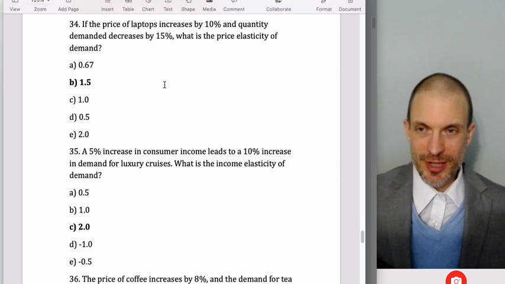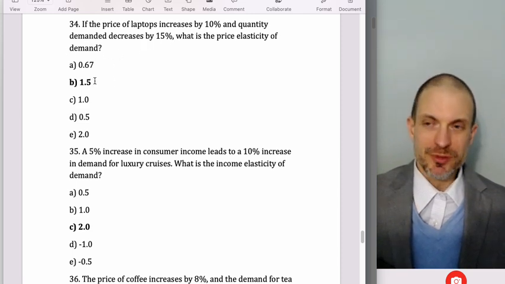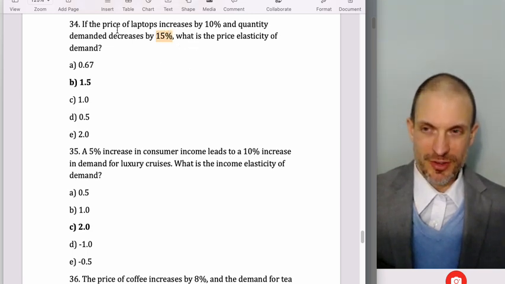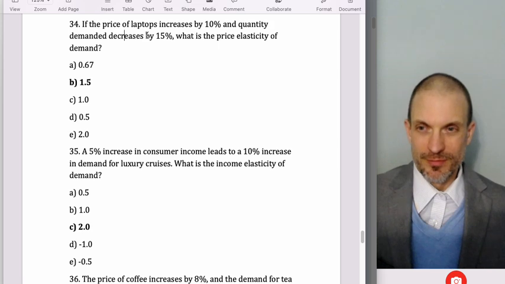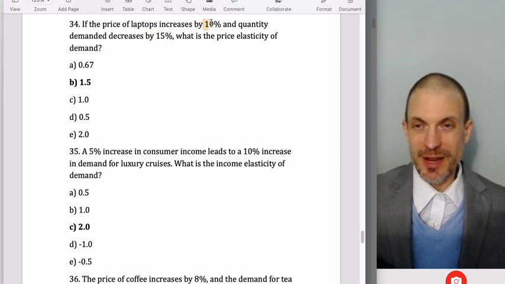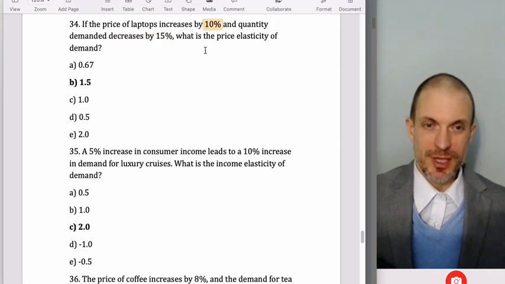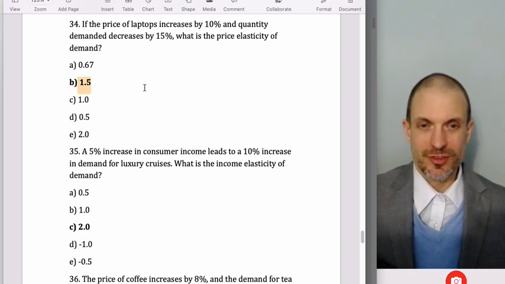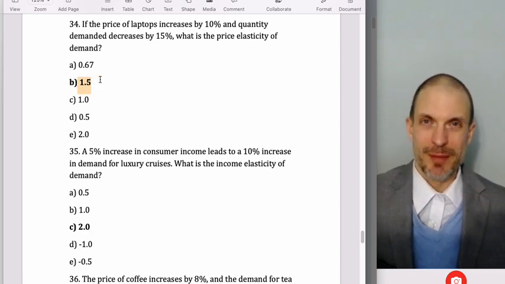If the price of laptops increases by 10% and the quantity demanded decreases by 15%, what's the price elasticity? In absolute value, 1.5. The formula is percentage change in quantity demanded divided by percentage change in price. So it'd be minus 15% because it's decreased, divided by 10, right? So it's going to be a minus 1.5. But I have these all as positive, because this is reporting them in absolute value.